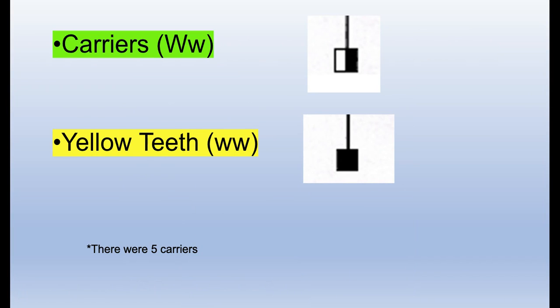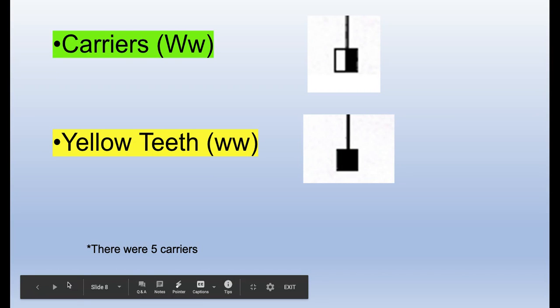So you have carriers that can be heterozygous, and then people with yellow teeth have to be homozygous recessive. I get all those words mixed up. Sorry. So that kind of sums up pedigree.